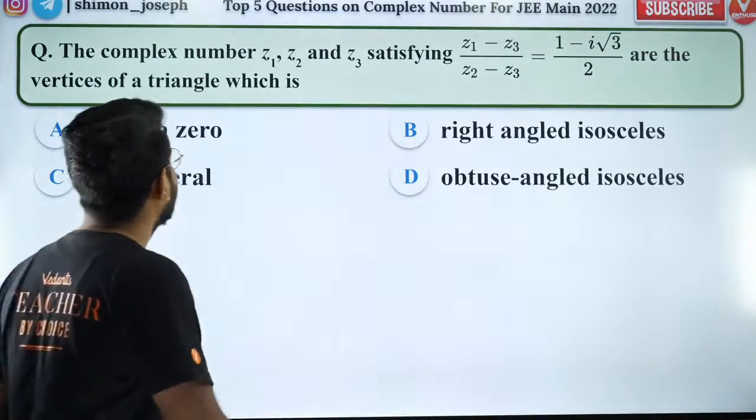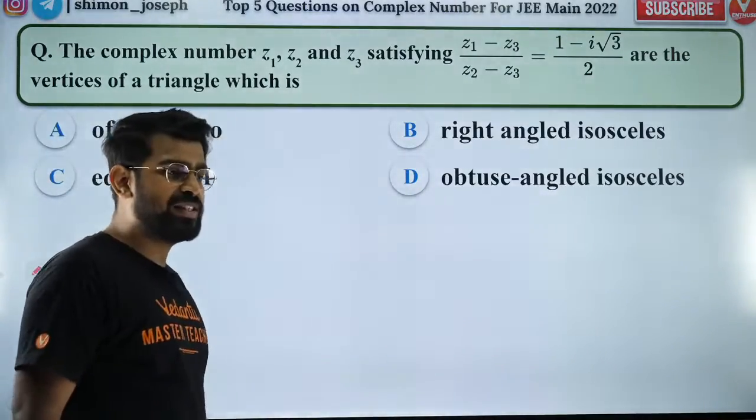Got it? Not here. So people, how do you solve this question?